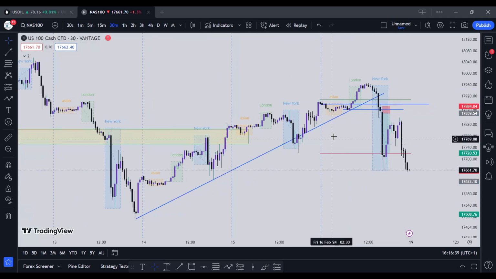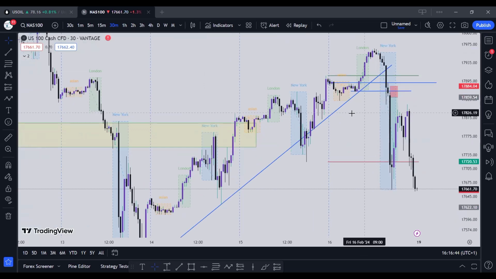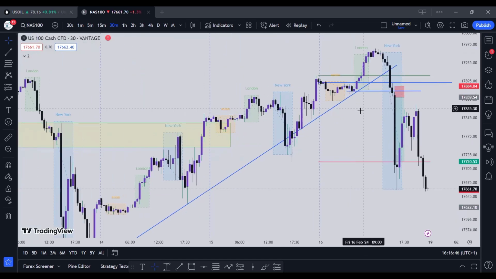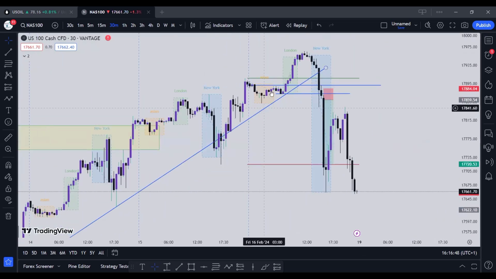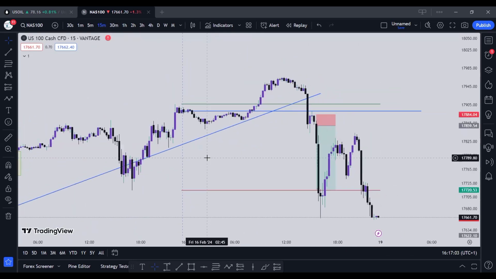So I took a sell on NASDAQ on Friday. A very beautiful trade. The market went to the high of the previous day. Let me delete all of this. Okay, deleted. I took this trade on a 15-minute chart. Let's analyze it together.